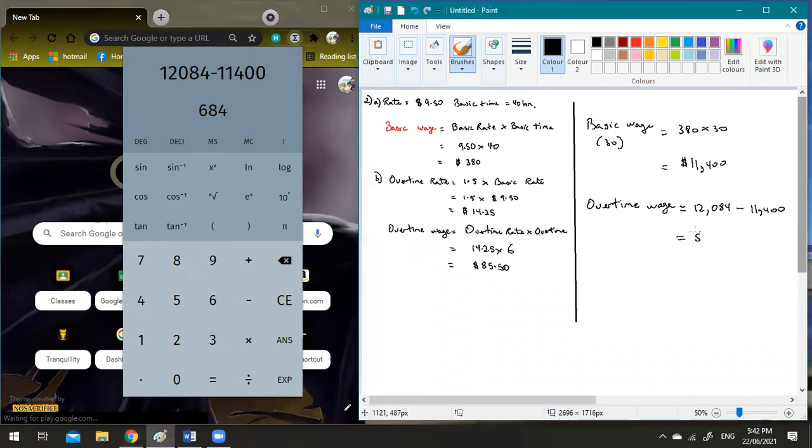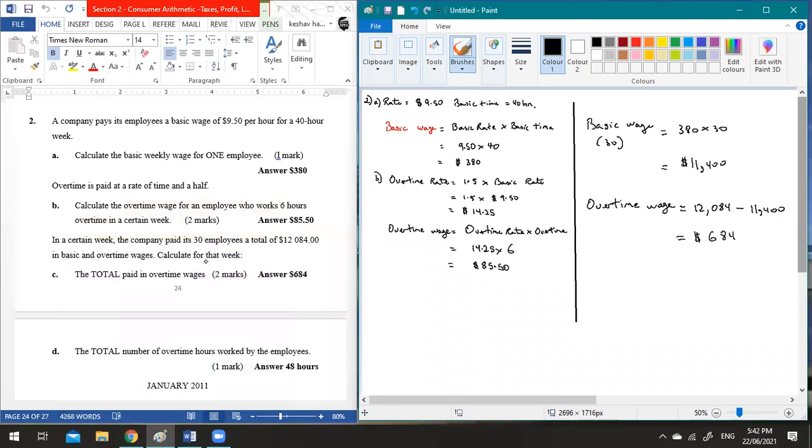Okay. $684 in overtime wages. Right? So this is the total that they paid in overtime wages. Right? So this is part C.